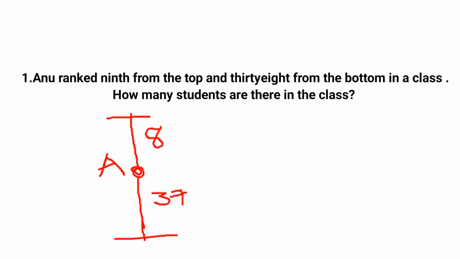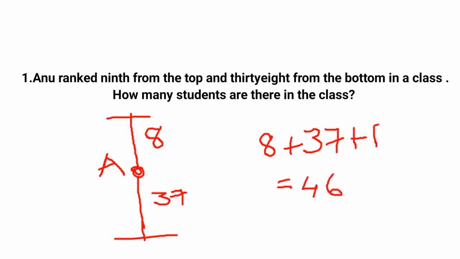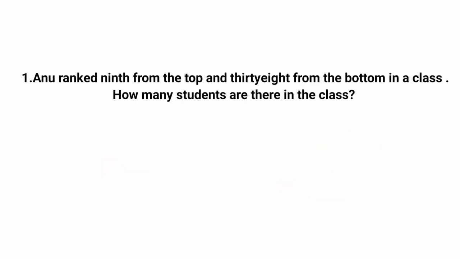Now you can find the total number of students in the class. Above Anu there are 8 students. Below Anu 37 students. Plus we have to add Anu also, that is plus 1. So total 37 plus 8 is 45 plus 1, 46 students will be there. Second method is the shortcut method. That is, if the position of a person from both ends is given, either from top and bottom or from left and right, just add those values and subtract 1 from it.